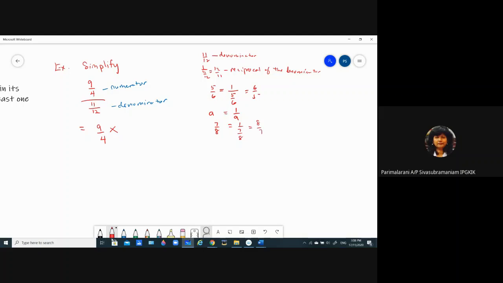Like that. So to simplify these fractions, we write the numerator and multiply by the reciprocal of 11 over 12, which is 12 over 11. Now we can simplify, 1 and 3, and this is 27 over 11.